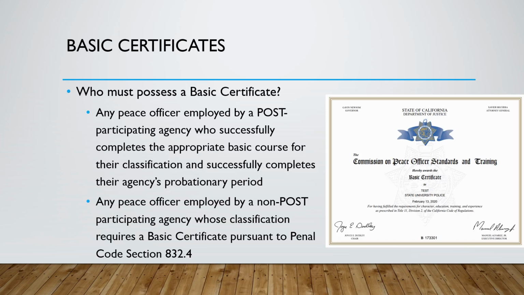As a reminder, all previously identified classifications of peace officer must possess a valid proof of eligibility or basic certificate to act in the capacity of a peace officer in the state of California. Basic certificates are issued to peace officers employed by a POST-participating agency who successfully complete the appropriate basic course for their classification, as well as successfully complete their agency's probation period of not less than 12 months. A basic certificate is also issued to any peace officer employed by a non-POST participating agency whose classification requires a basic certificate pursuant to Penal Code Section 832.4.